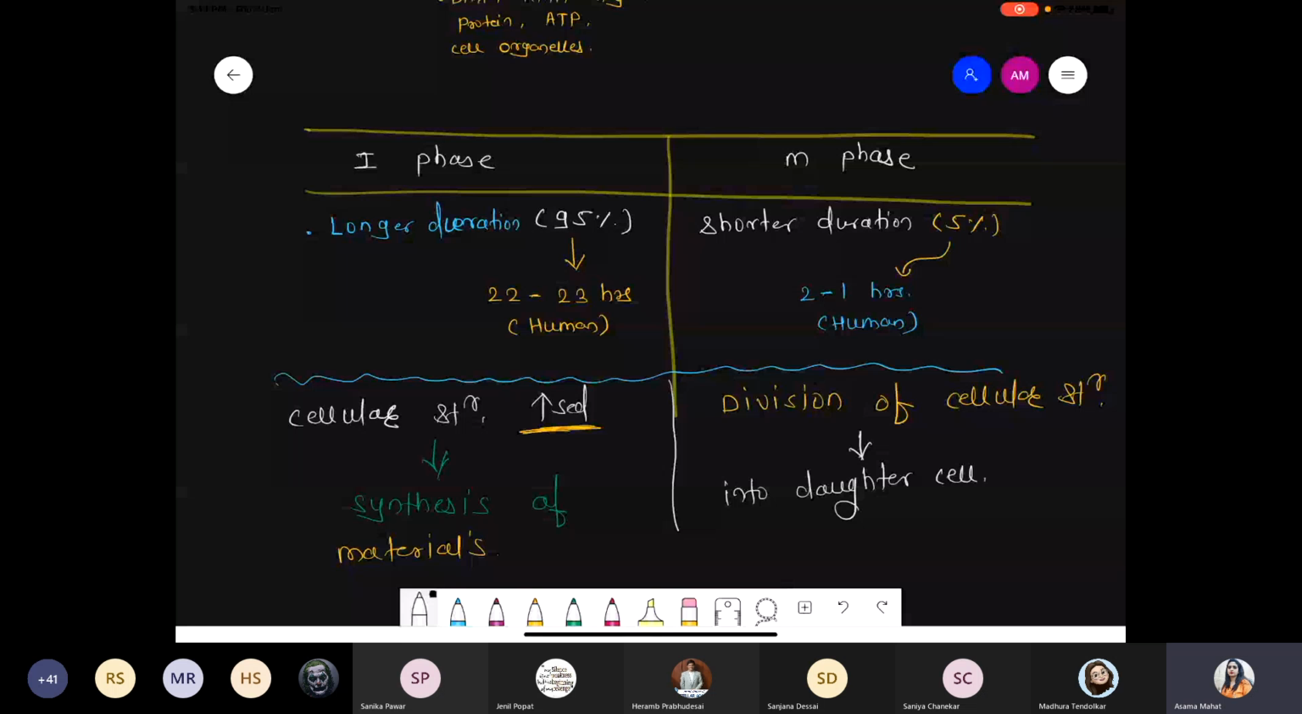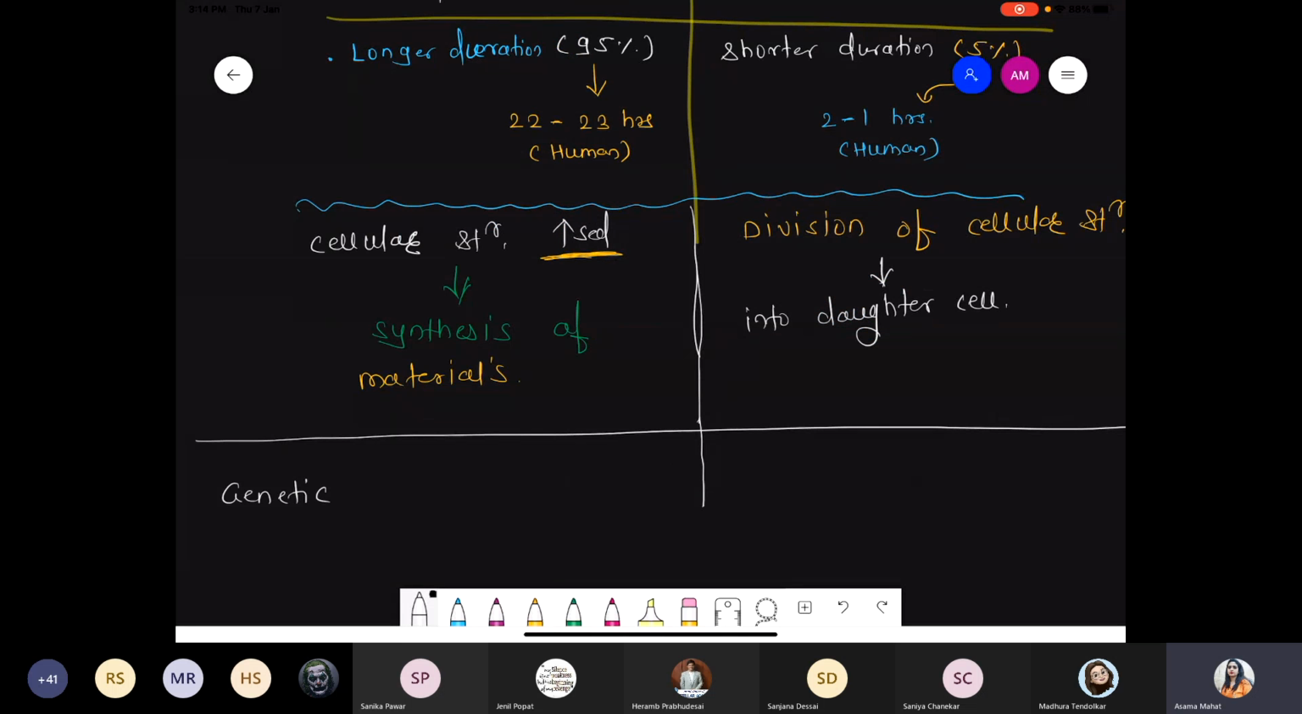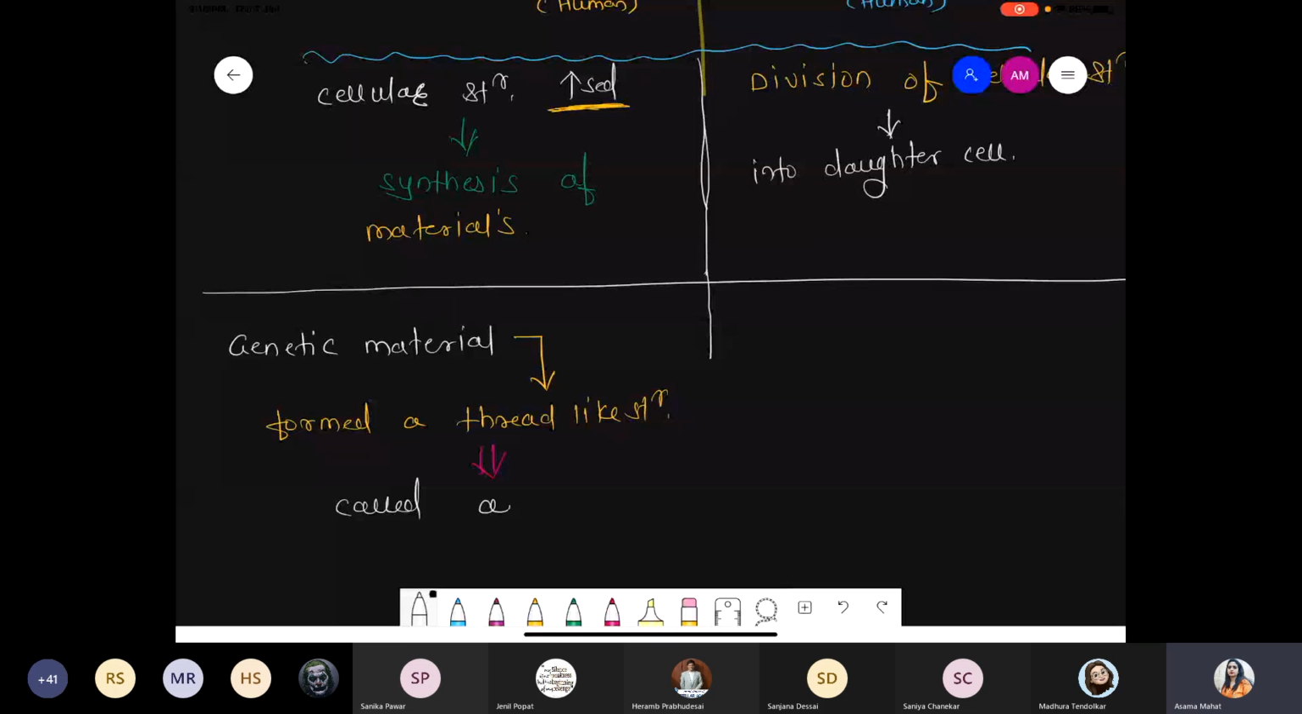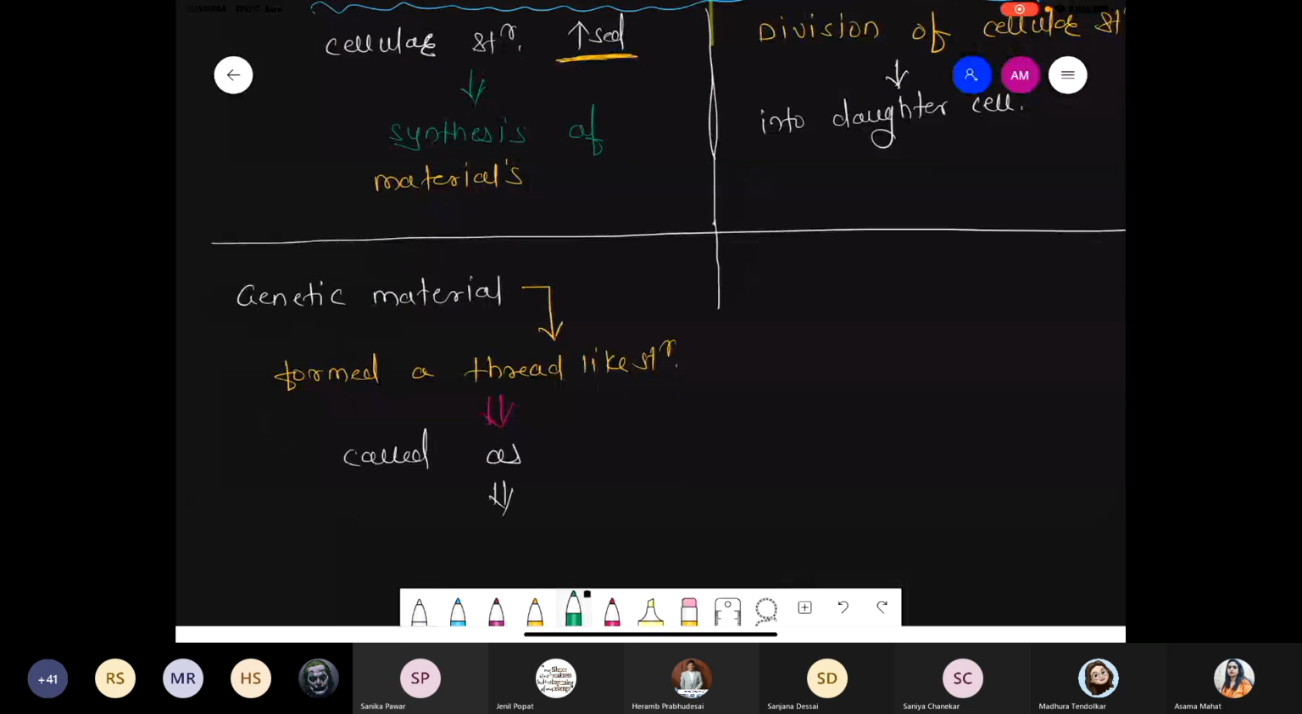And finally, along with the material, you know very well, the genetic material also gets doubled. Whatever genetic material is present, that is hereditary material, present in the form of DNA, basically exists in a thread form. Genetic material forms a thread-like structure, and such a thread-like structure is simply called chromatin, or chromatin fiber. In the cell chapter we already covered this part. So quickly I'll draw the diagram.